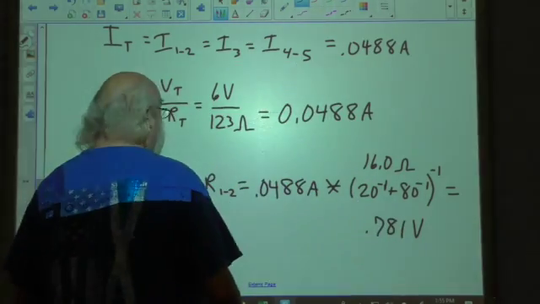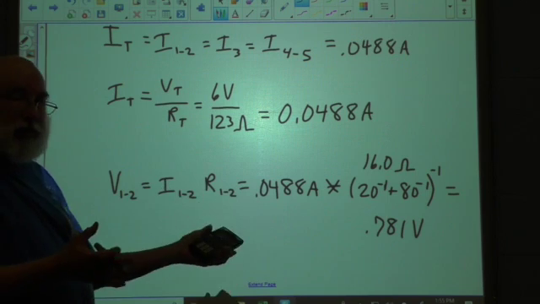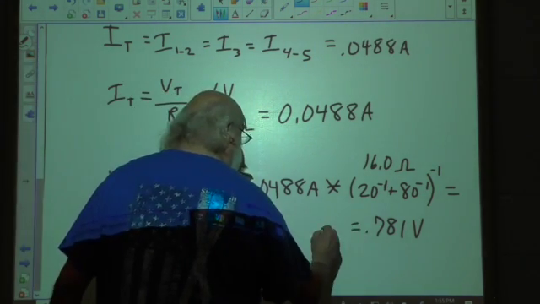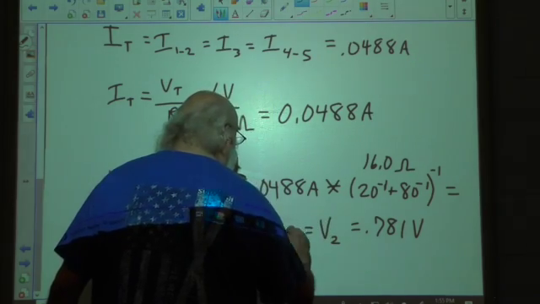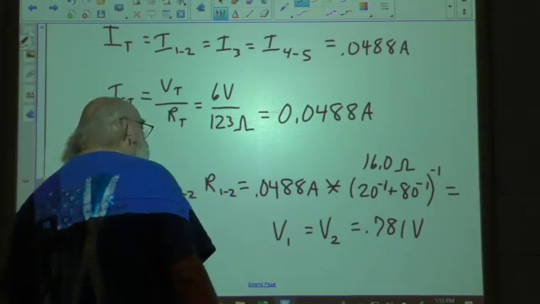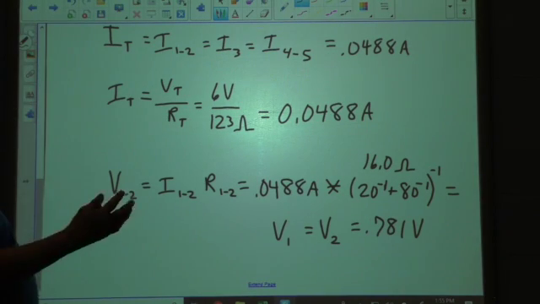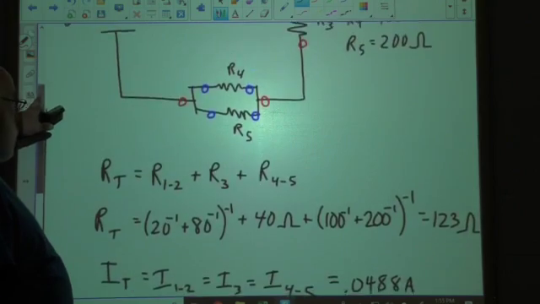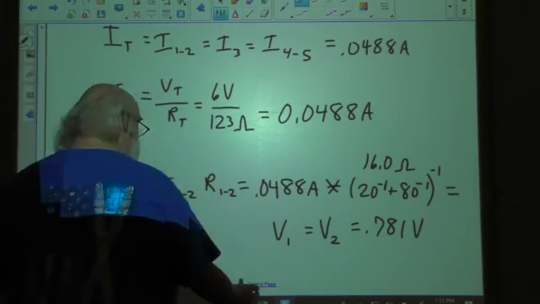For I1 and 2. And we know that the voltage splits evenly for the two resistors, so this is going to equal V2 and V1. V3 you already know, so we don't have to do that. Or have we done that? Probably should. No, we haven't done that. So let's do that.